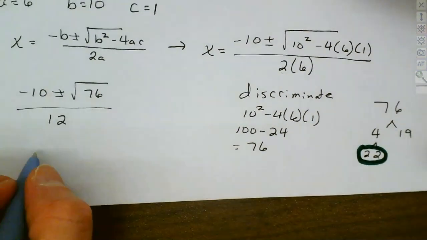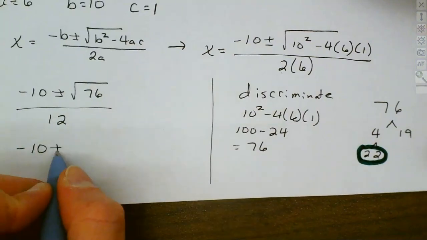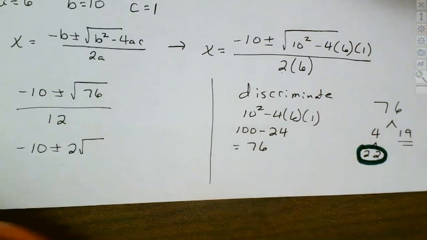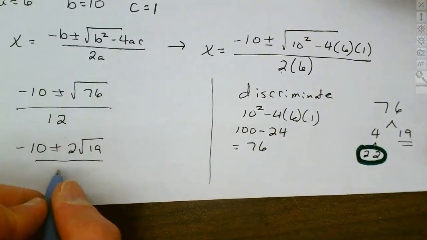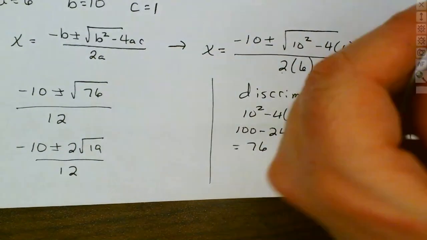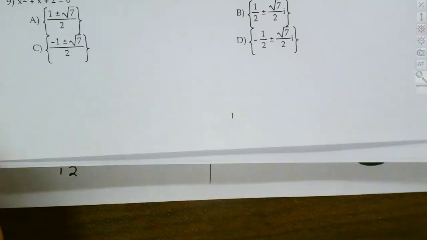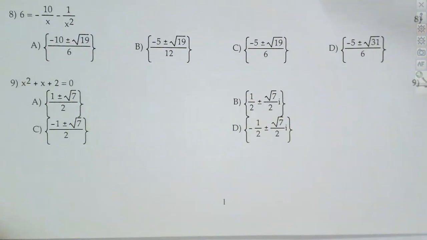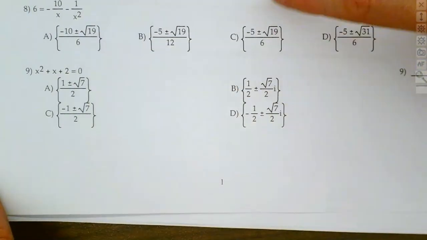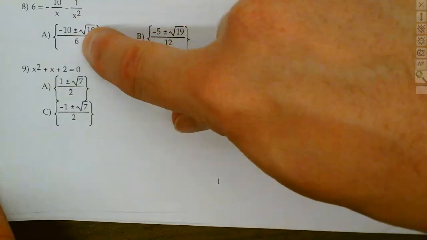So now we'll rewrite this as a minus 10 plus or minus 2 comes out, and what's left over? Square root of 19 over 12. Now, that does not match up with any of the solutions. Right? None of them look like that, do they? Because these have 5s. Okay, but this one's over 12. But that's still not the right one, because that's got a 5, we've got a 10. That one has a 10, but ours is over 12.